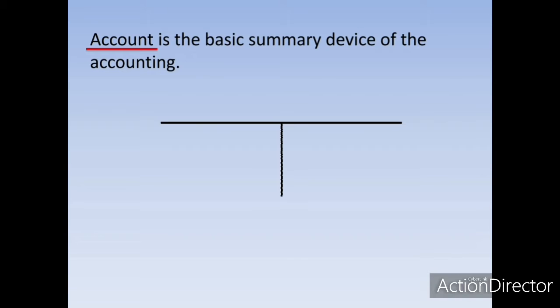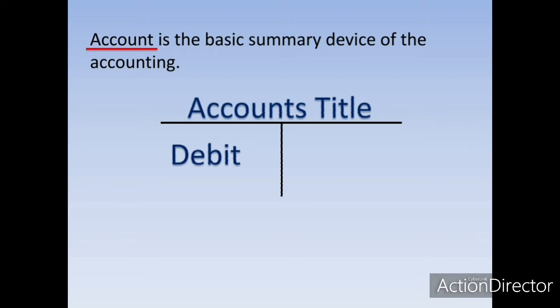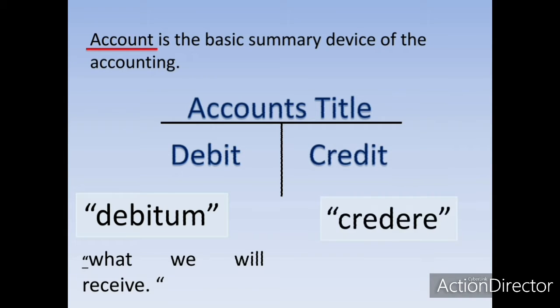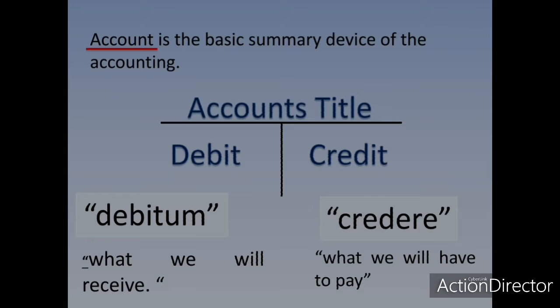The simplest form of the account is known as a T account because of its similarity to the letter T. The account has three parts. First, the account's title. On the left side, it is called debit. Debit comes from the Latin word debitum, which means what the company will receive. On the right side, it is called credit, which comes from the Latin word credere, meaning what the company will have to pay.